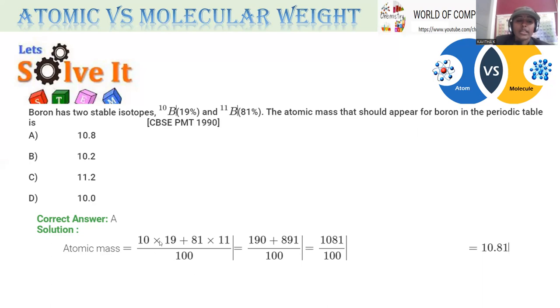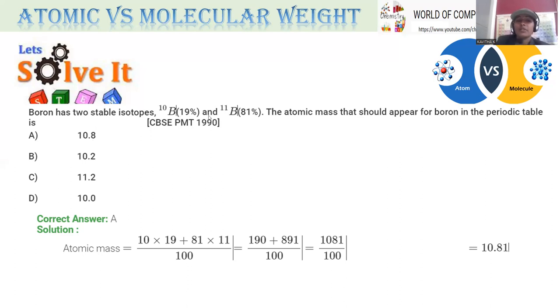So 10 into 19 is 190, 81 into triple 1 is 891 by 100. So it will become 18, so 8 plus 9, 8 plus 1 plus 1. So it will become 10, 1081 by 100. So if you go with the calculation, these two zeros are compensated here, and the decimal point will be obtained. 10.81 will be the right answer. 10.81 is provided in option number 1.